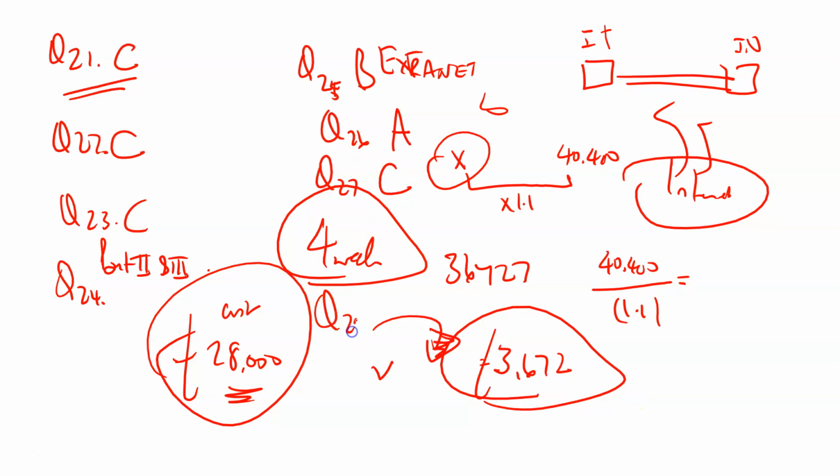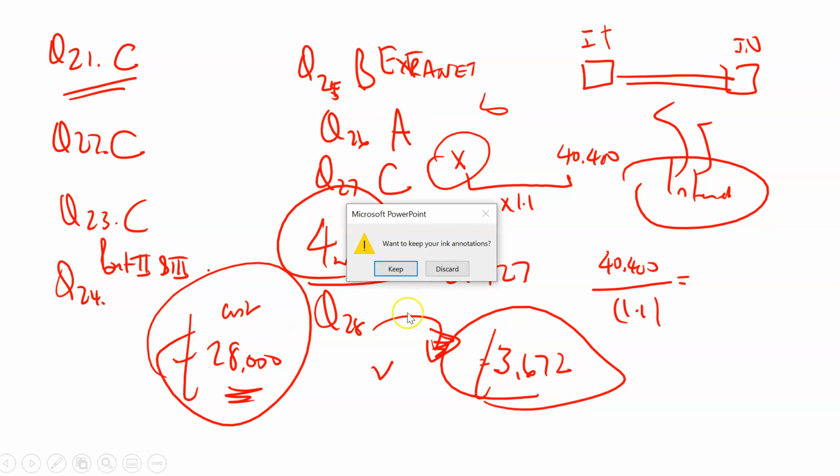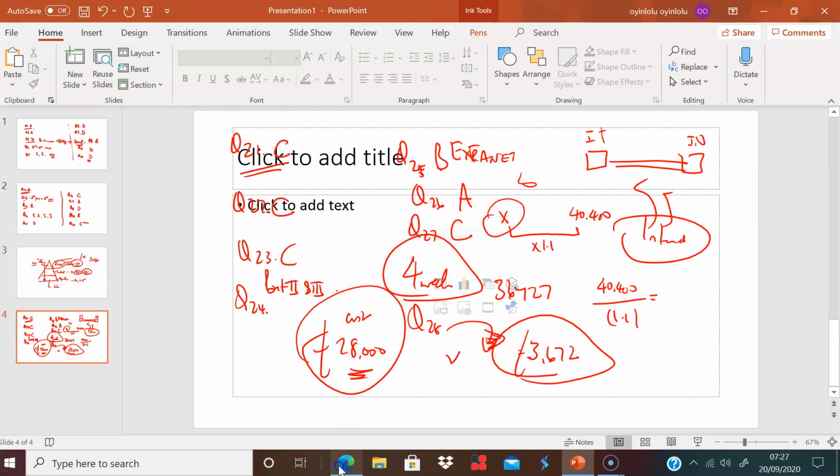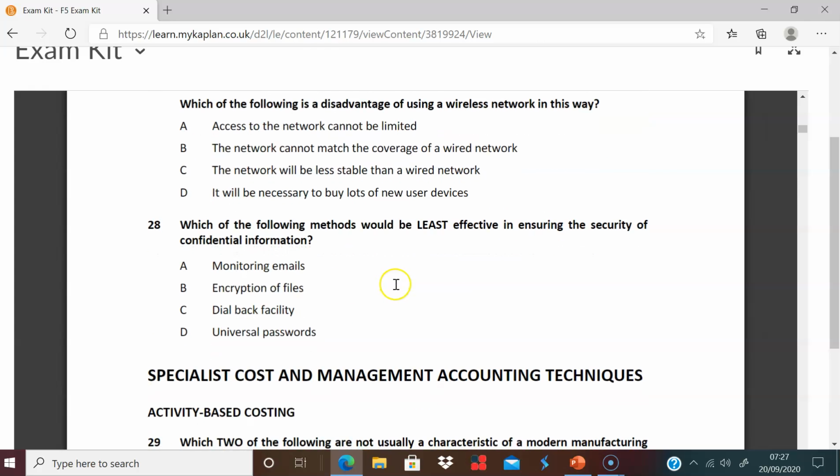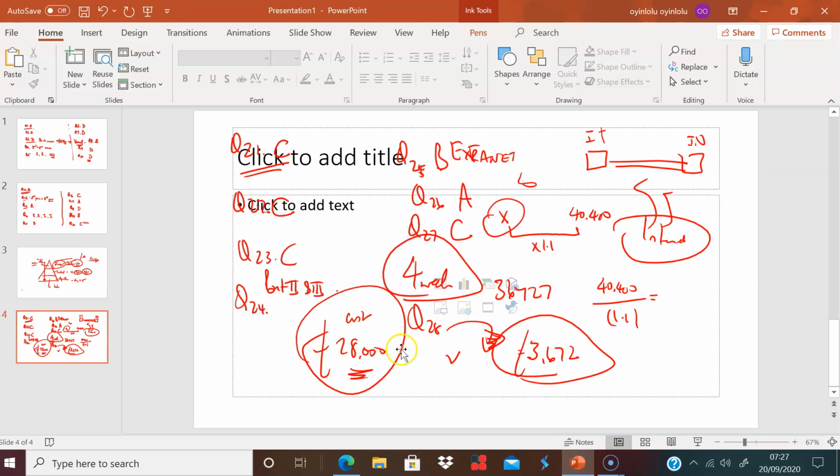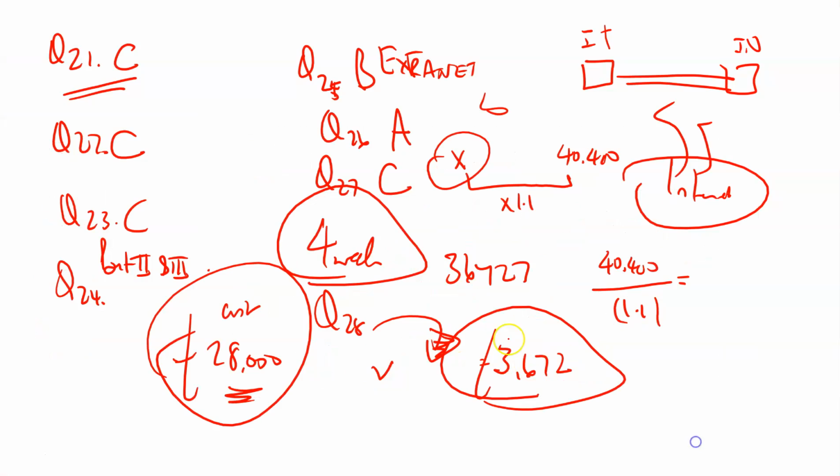And then question 28. Which of the following methods would be least effective in ensuring the security of confidential information? So, I mean, naturally universal passwords just jump out. I mean, what's that about? You shouldn't be having that where everyone can have access to these passwords, and that's just the end of that. Okay, great stuff. So that's questions 21 to 28 done as well.